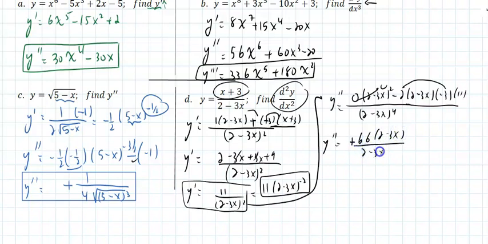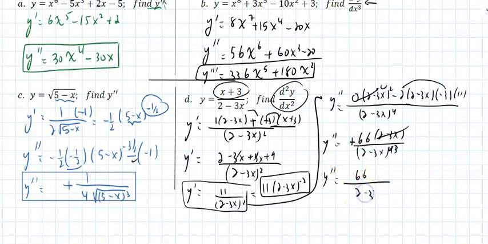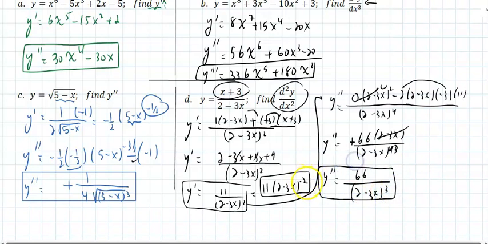And you notice that 2 minus 3x cancels one of those, and you would have 66 divided by 2 minus 3x cubed. Similarly, if you were to multiply, that would be negative 22 with a negative 3 times the derivative of the inside, which is negative 3, and negative 22 times 3 is positive 66. And this is pretty much it for this section, really short section.